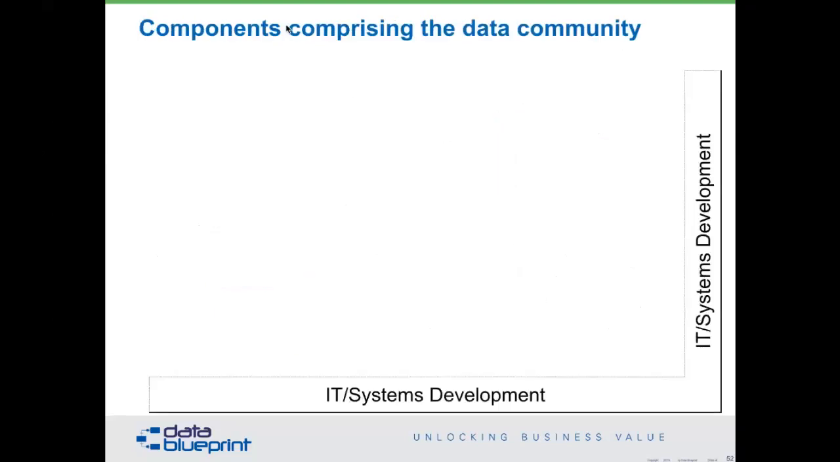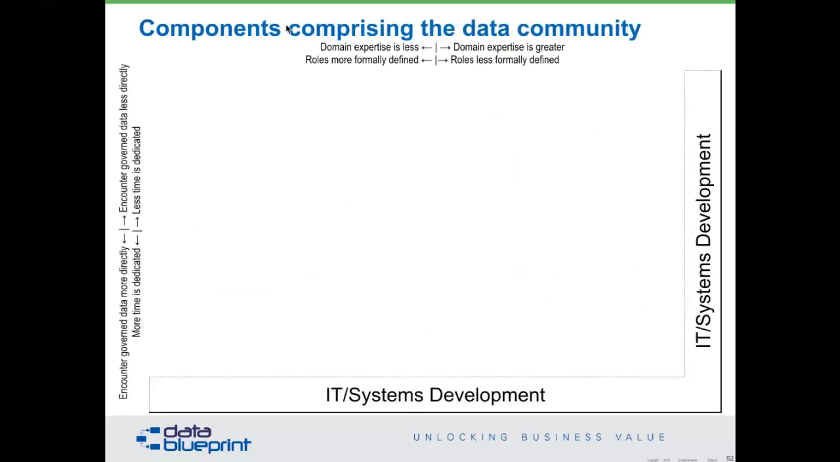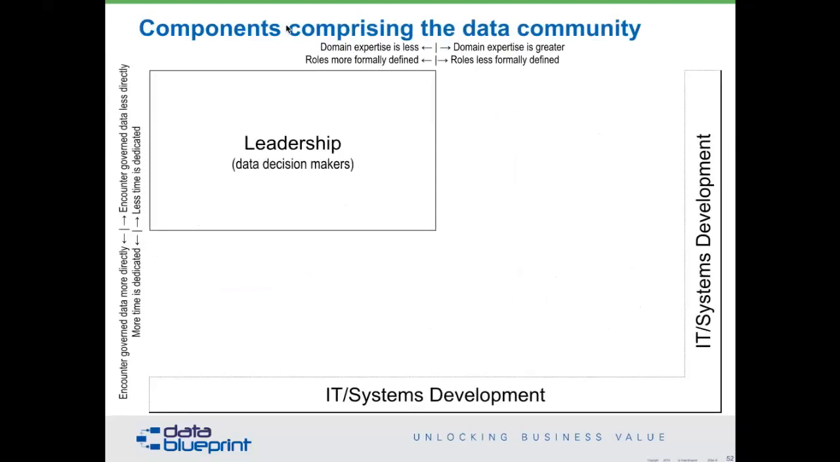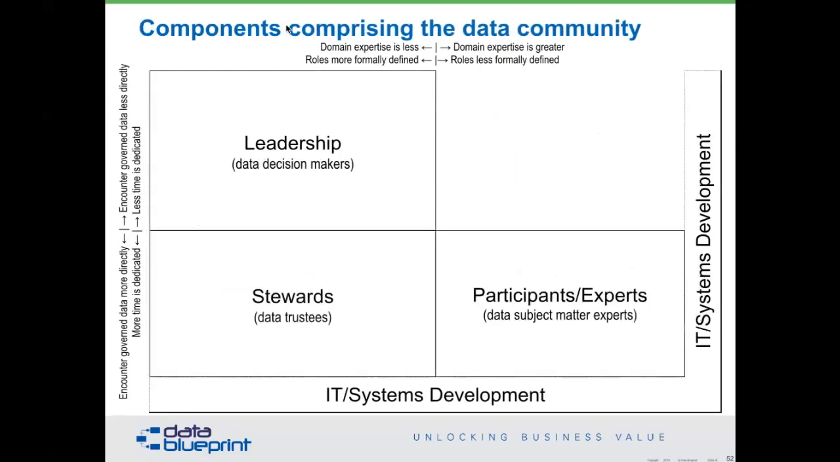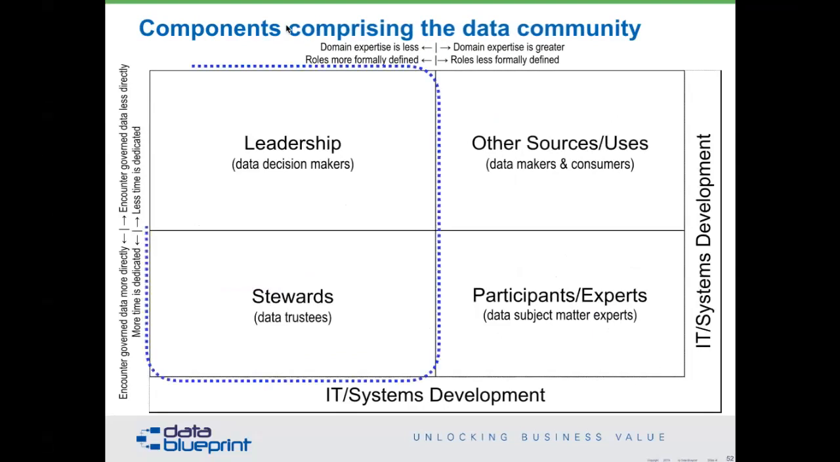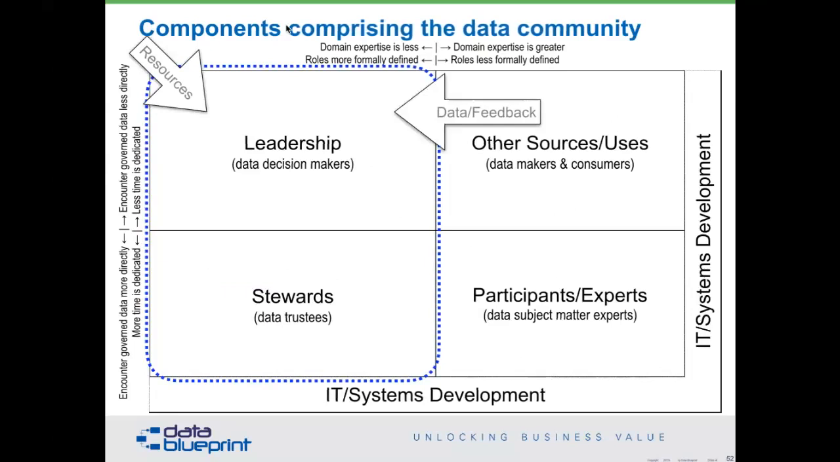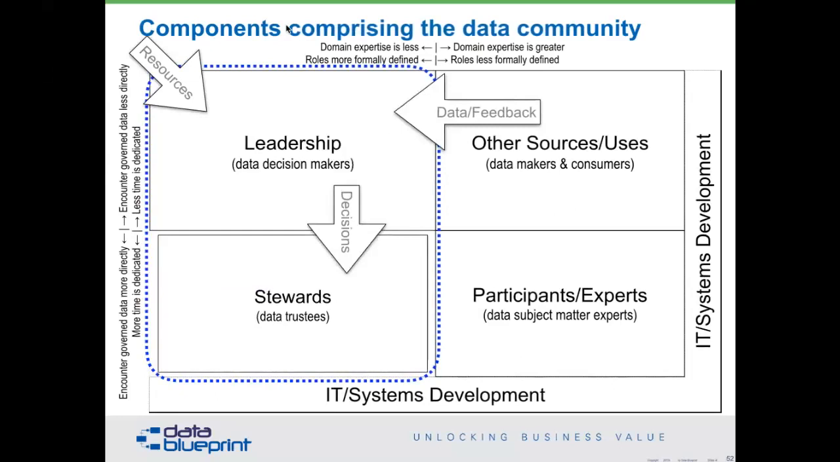Let's look at the components comprising our governance community. In all cases, I have a couple of less than and greater than things. We don't need to worry about them right now. But governance is generally composed of some leadership, some stewardship, some subject matter experts, and everybody else. And leadership and stewards are typically what organizations use when they put together their data governance programs. Leadership is responsible for making sure that you have resources and receiving feedback from the other sources. Leadership makes decisions and tells the stewards what to do.